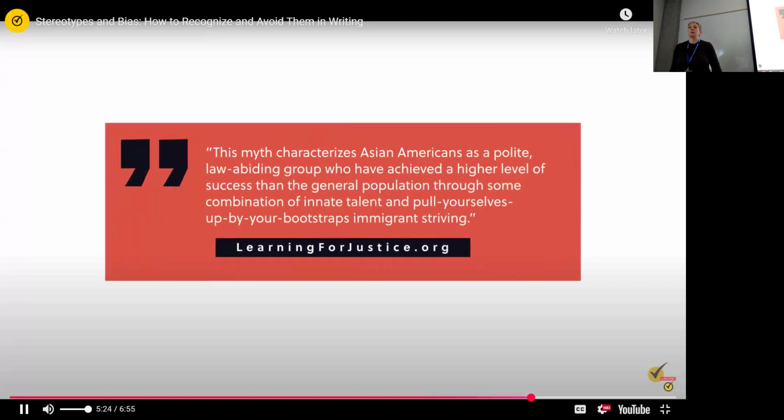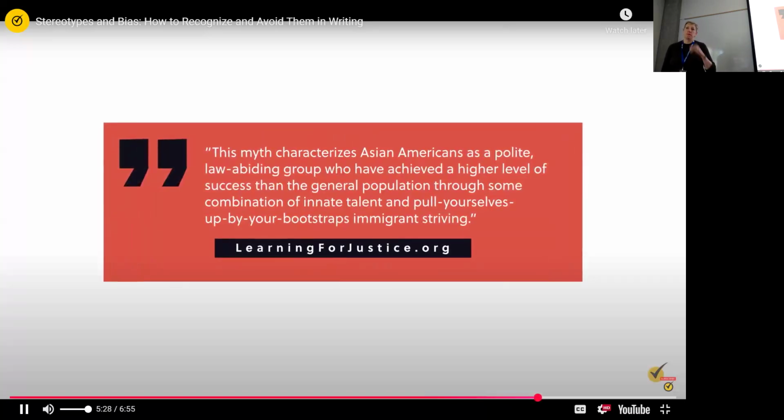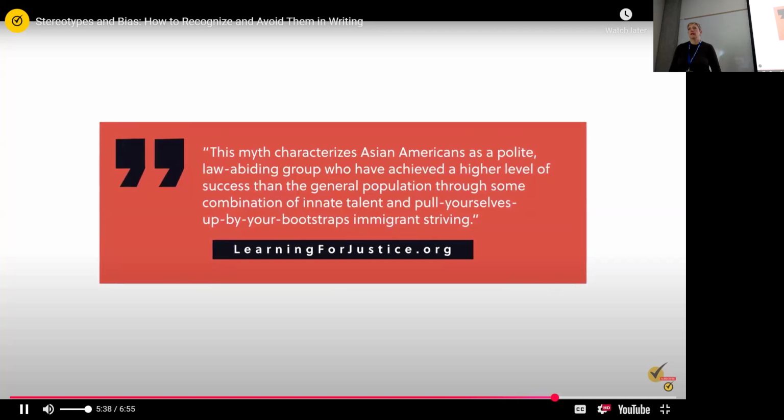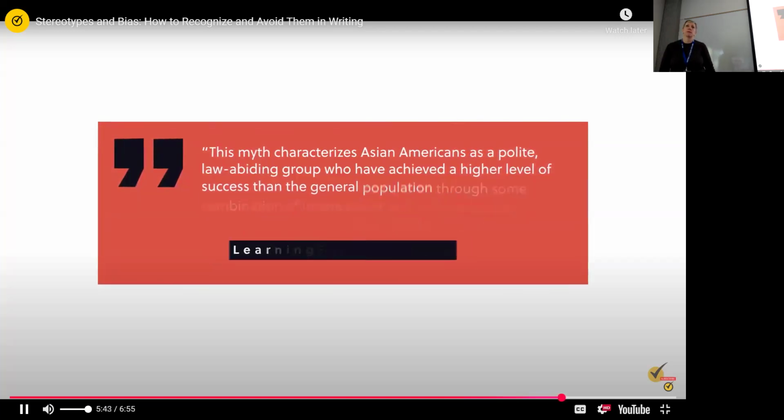LearningForJustice.org says that this myth characterizes Asian Americans as a polite, law-abiding group who have achieved a higher level of success than the general population through some combination of innate talent and pulling yourselves up by your bootstraps, immigrant striving. And while it may seem positive, it creates unrealistic expectations and pressures to conform, and ignores the diversity and challenges within Asian American communities. It can also contribute to divisions between minority groups by setting a benchmark for comparison.